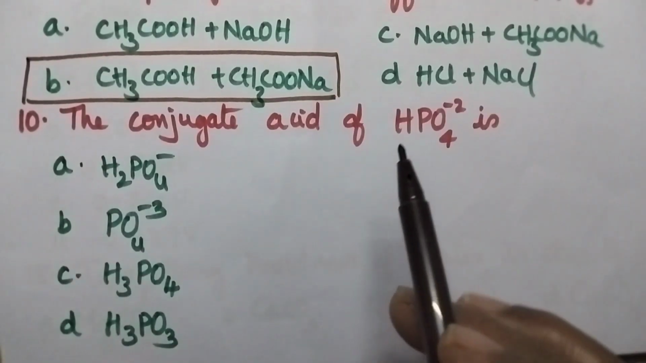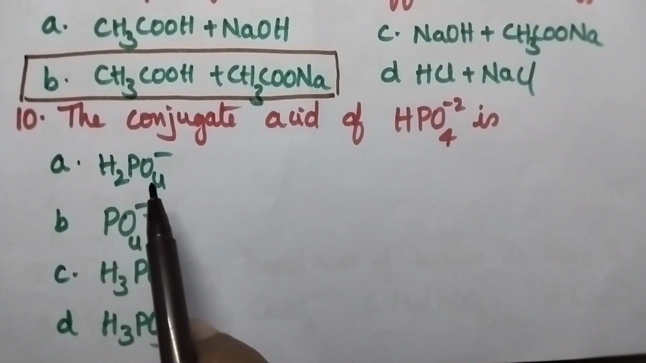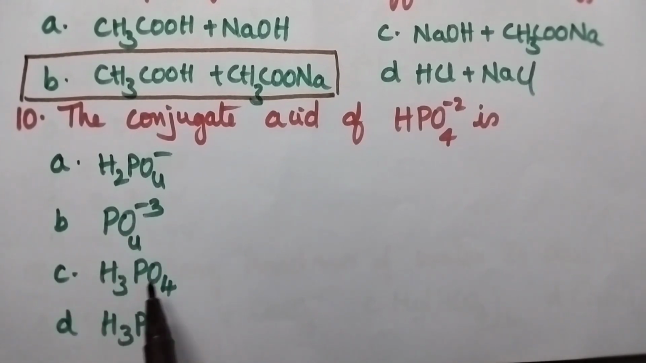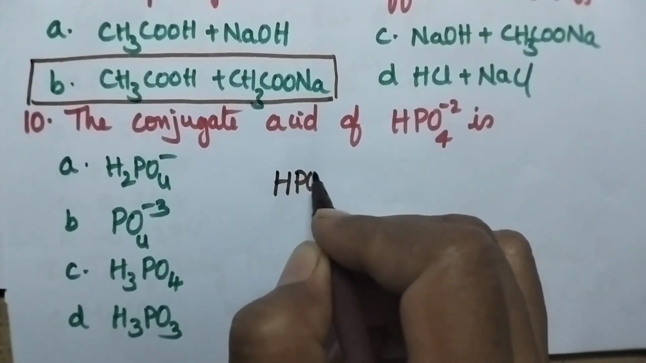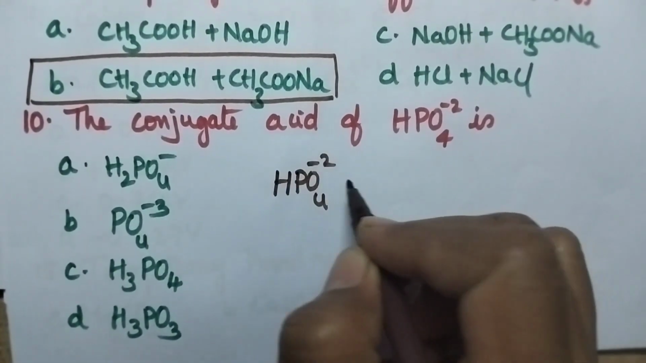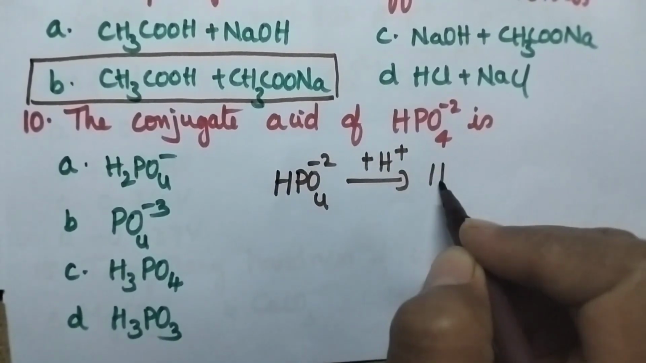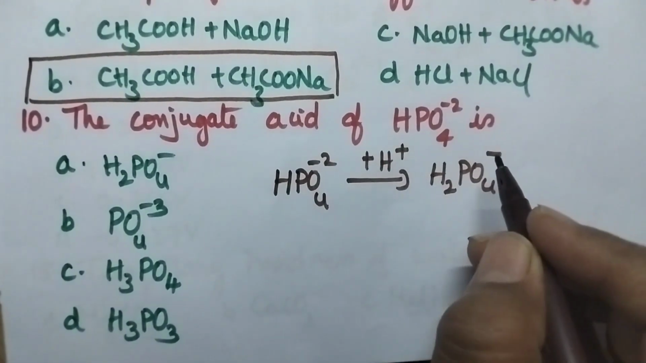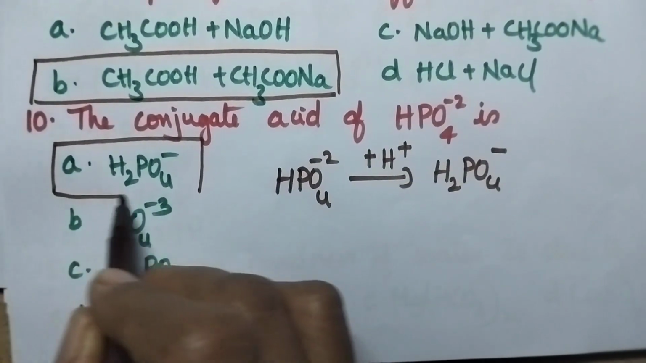The conjugate acid of HPO4 2- is: A, H2PO4 minus; B, PO4 3-; C, H3PO4; D, H3PO3. While writing conjugate acid of any substance, you just add a proton. Then it becomes H2PO4 minus. Hence option A is the right answer.